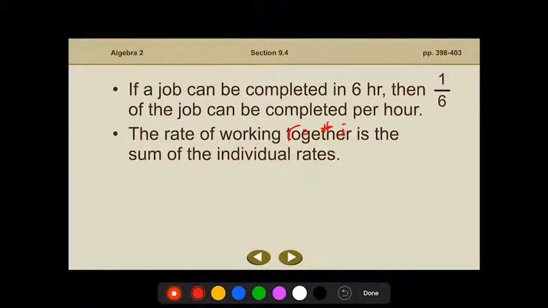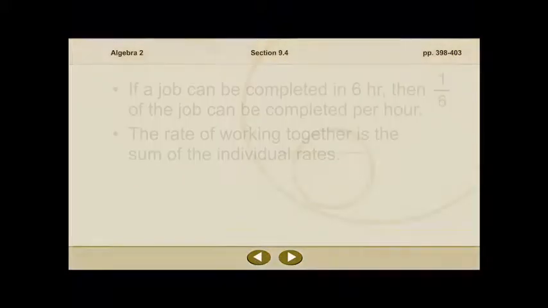So the rate of working together is the sum of the individual rates. So what that's saying is sometimes the equation could be written as the rate of the first person times the time plus the rate of the second person times the time is equal to total jobs, is a way you can think about it, like how many they're going to accomplish. So the first rate times the amount of time they worked plus the second rate times the amount of time they worked equals the amount of jobs that they're trying to complete. So that's the basic equation there that can be used in order to figure this information out.